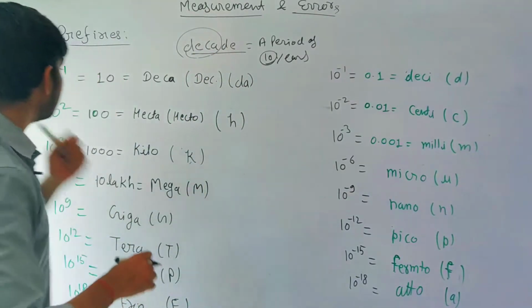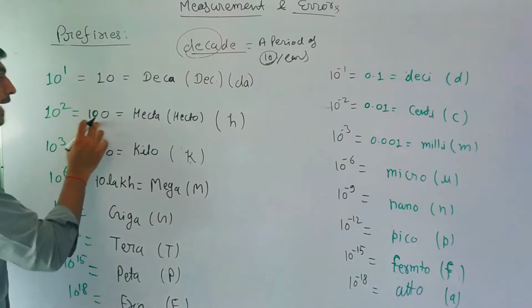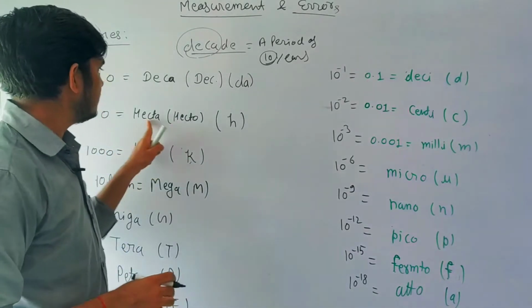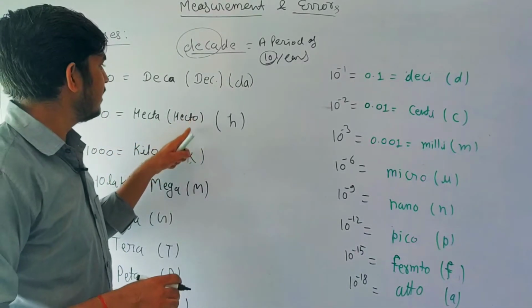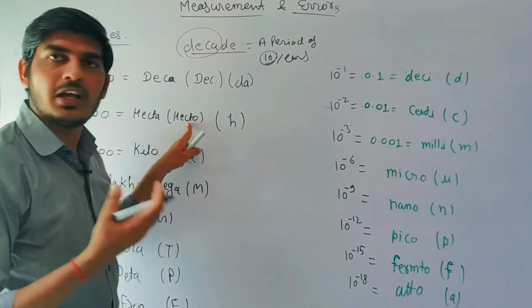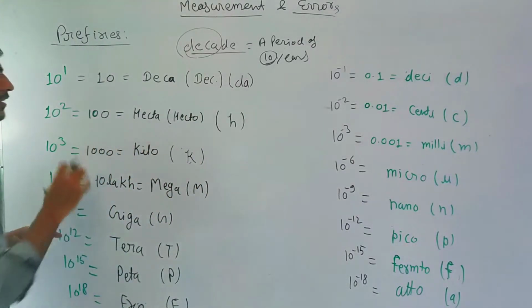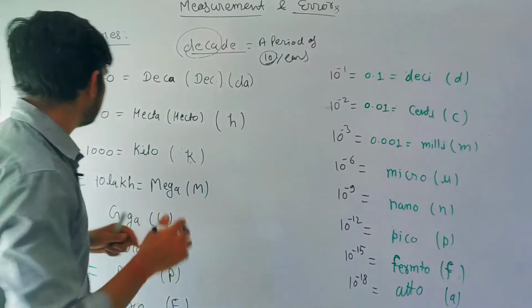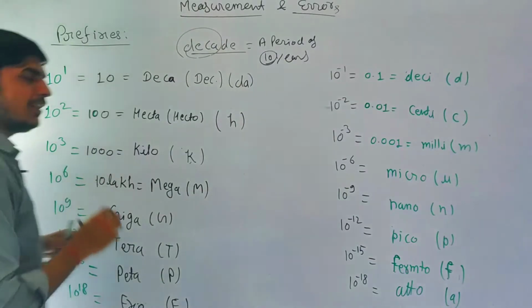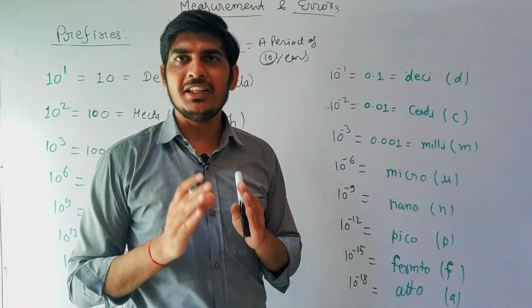Got the point? Next, 10 raised to power 2: Hecta. Somewhere some people write hecto, and the symbol is small h. Got the point? Hecta. Next, 10 raised to power 3, that is 1000. That is kilo.